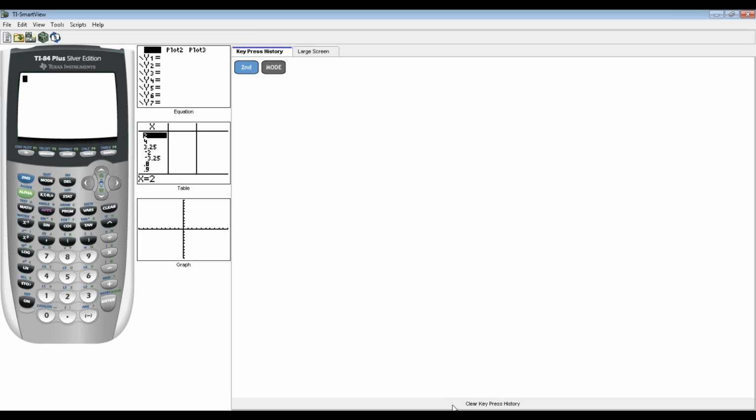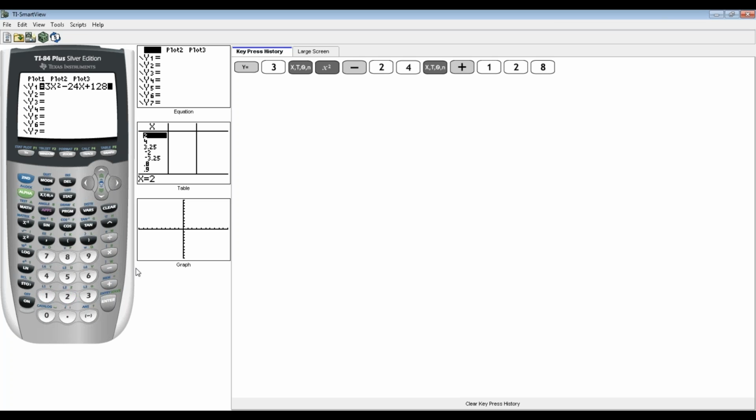Okay, so I pressed clear to get to my y equals, because I'm going to plug in this quadratic into a y equals row. I'm going to press y equals. And so I want to plug in 3x squared minus 24x plus 128. Okay, so I want to graph it. So I'm going to press graph.